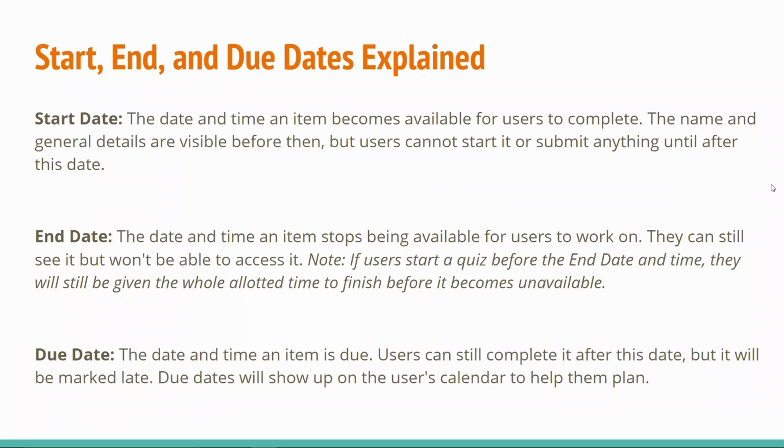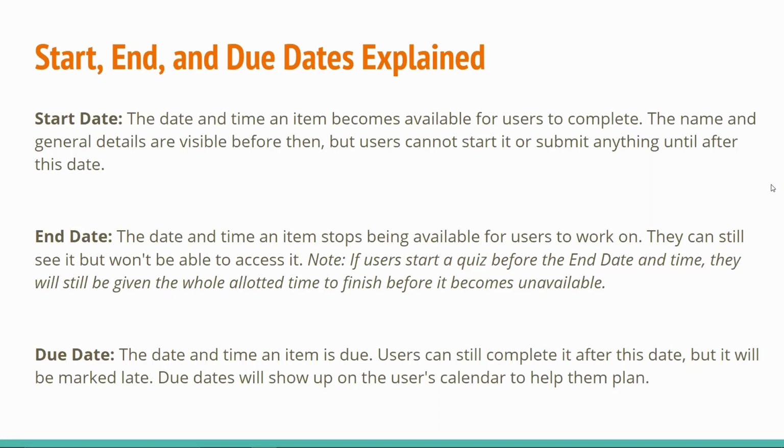Let's take a closer look at start, end, and due dates. The start date is the date and time an item becomes available for users to complete. The name and general details are visible before then, but users cannot start it or submit anything until after this date. The end date is the date and time an item stops being available for users to work on. They can still see it, but won't be able to access it. Quick note, if users start a quiz before the end date and time, they will still be given the whole allotted time to finish before it becomes unavailable.